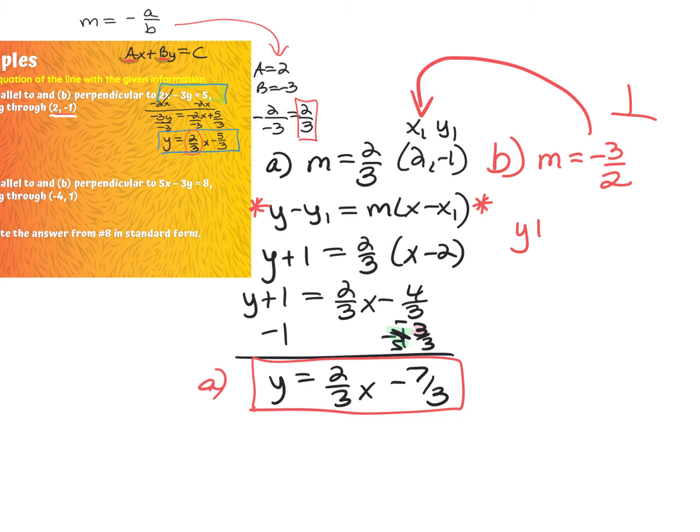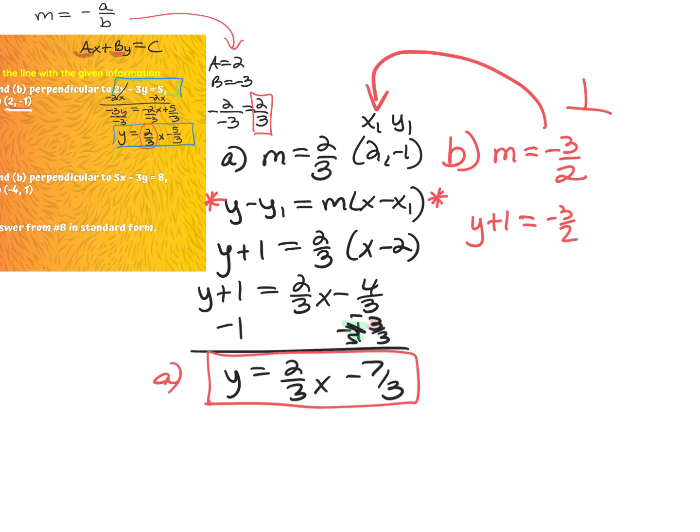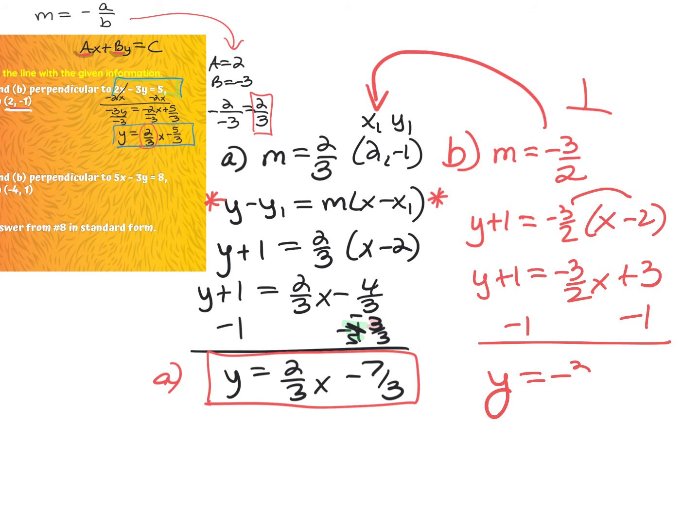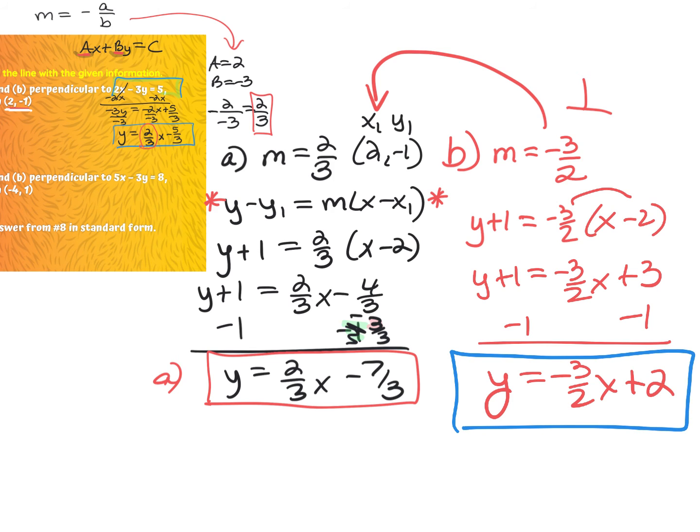So y, and I'll put it in as minus minus, so it becomes y plus 1 equals -3/2 times x minus 2. Again, we'll distribute. -3/2x. The 2's will cancel, and this just becomes a +3 when I distribute that. Now I just move the 1. y equals -3/2x plus 2. And this is my perpendicular equation.